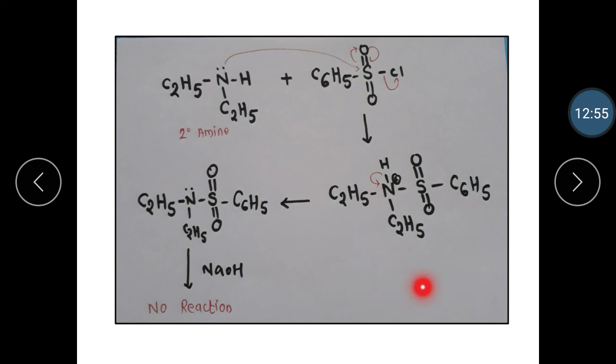The precipitate which is formed is N,N-dialkyl benzene sulfonamide. Then, in the reaction with sodium hydroxide, it does not react with sodium hydroxide because on this nitrogen there is no hydrogen. Means the secondary amine reacts with benzene sulfonyl chloride to form N,N-dialkyl benzene sulfonamide, but the N,N-dialkyl benzene sulfonamide is insoluble in sodium hydroxide.